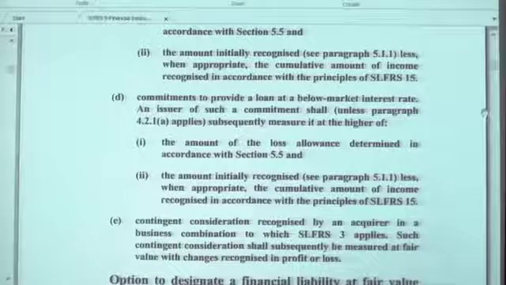When you give a loan, commitment to provide a loan at a below market interest rate, an issuer of such commitment shall subsequently measure it at the higher of the amount of the loss allowance determined in accordance with section 5.5, and the amount initially recognized, less when appropriate the cumulative amount of income recognized.